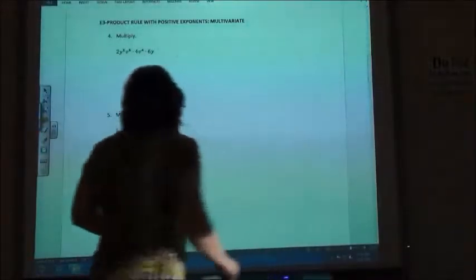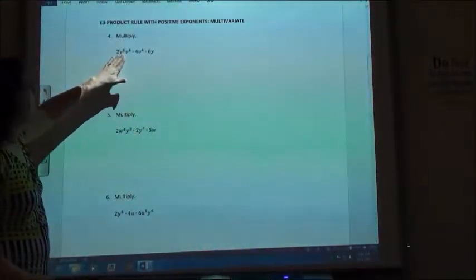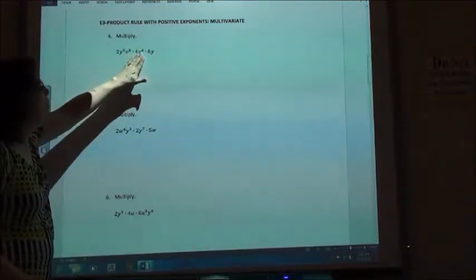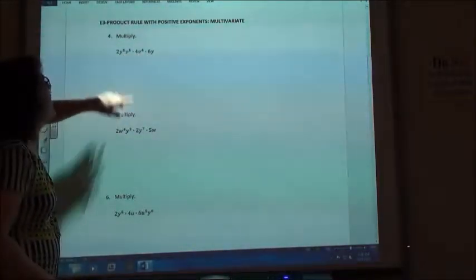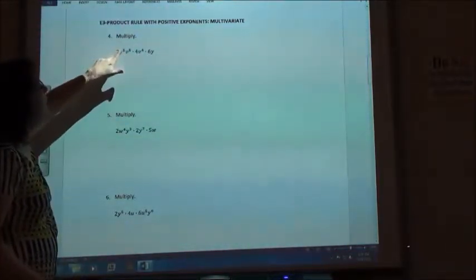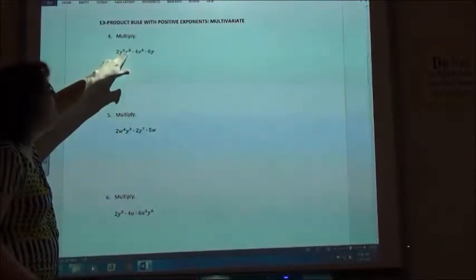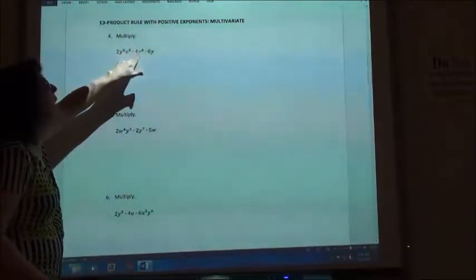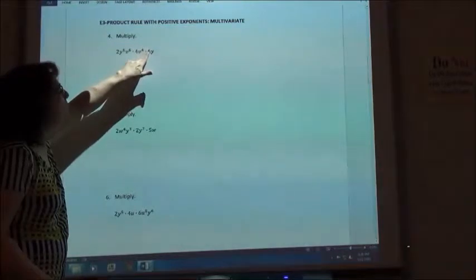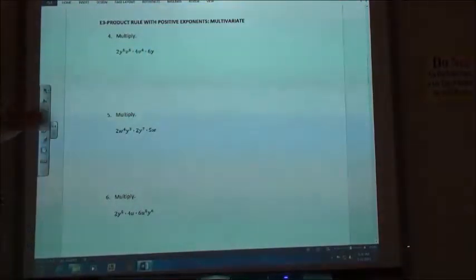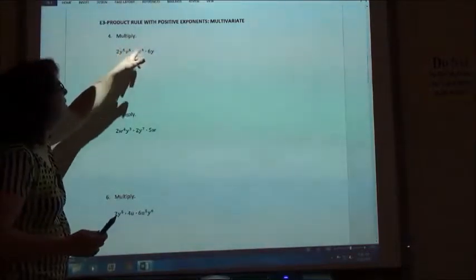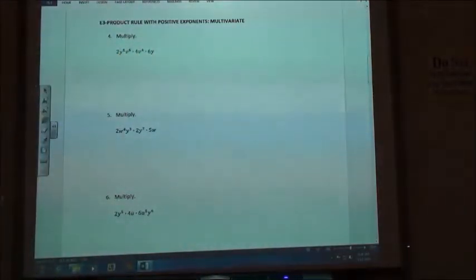Multivariate expressions. 2y to the 5th v to the 5th times 4v to the 4th times 6y. This really means 2 times y to the 5th times v to the 5th times 4 times v to the 4th times y to the 6th. I could have little dots in between each of those, but I want to just realize that each of these are separate expressions.